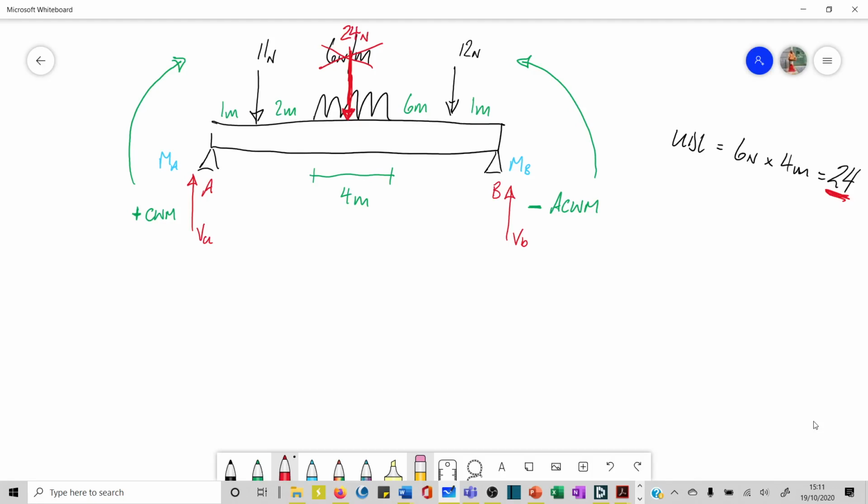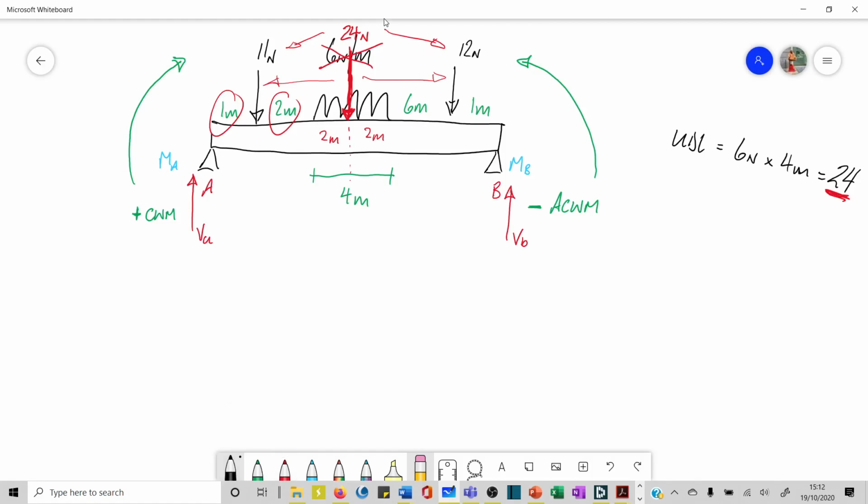So now we treat it the same as that, and as that, as 11 newtons, 12 newtons, and it becomes a point load with a distance, because we've got 1 meter plus 2 meters, and then half of this distance, which would be 2 meters, and likewise 2 meters the other side, but you don't need to worry too much about that.